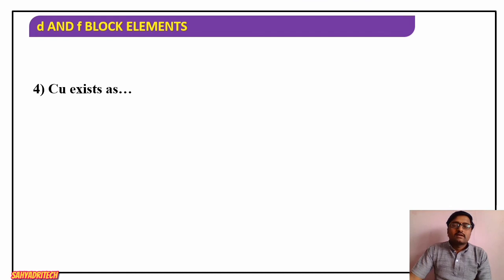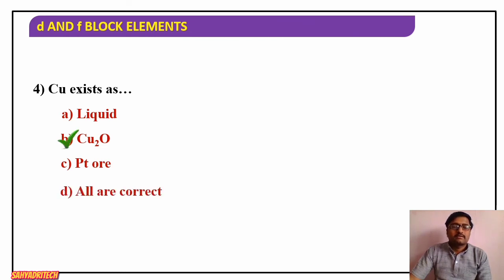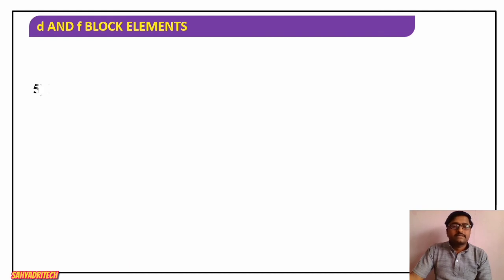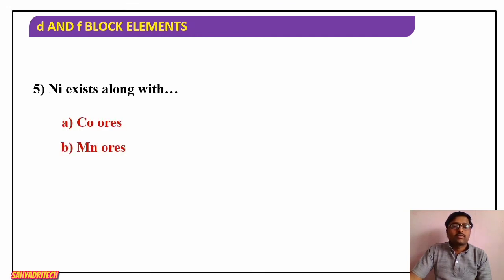Next one: copper exists as, liquid, second Cu2O, platinum ore, or all are correct. Yes, copper exists as cuprite, Cu2O, its oxide form. So the second option is correct. The next one: nickel exists along with what? Copper, sorry, cobalt ores, manganese ores, copper ores, zinc ores. Yes, nickel exists along with the cobalt ores.